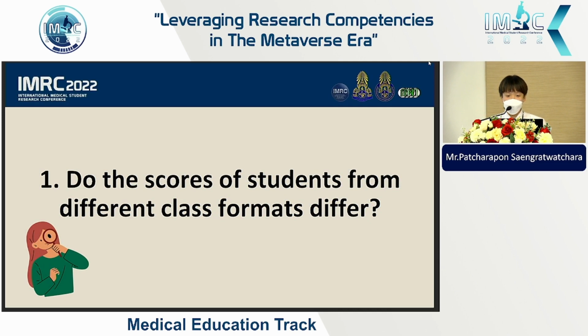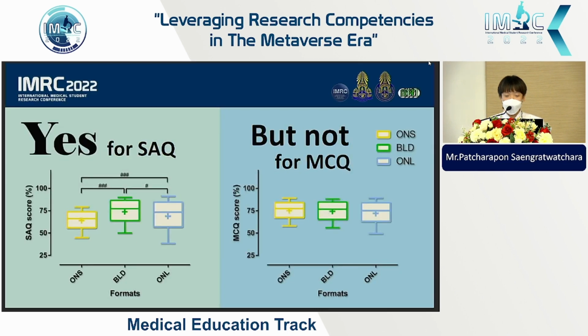Do the scores of students from different class formats differ? The answer is yes for the short answer question, but not for the multiple choice question. Just a reminder that SAQ is for the laboratory classes and MCQ is for the lectures. You can see that 3 sharps here means a significant difference at the level of less than 0.001, and one little sharp here means a significant difference at the level of less than 0.05. If you look at the right, you can see that there was no significant difference between learning formats for the MCQ.